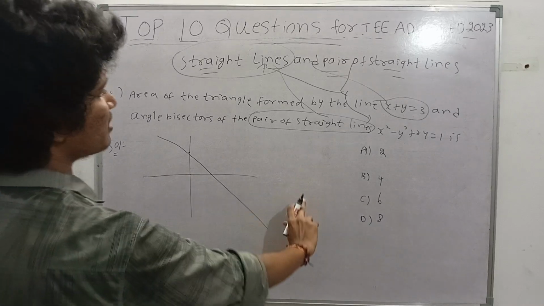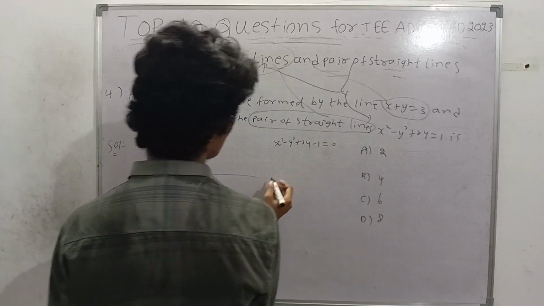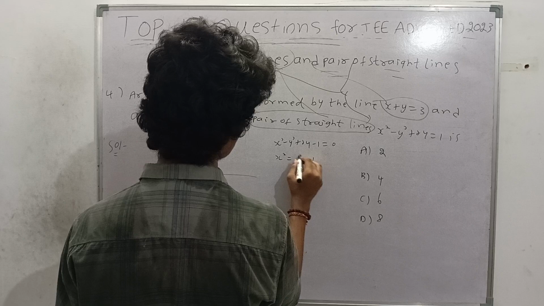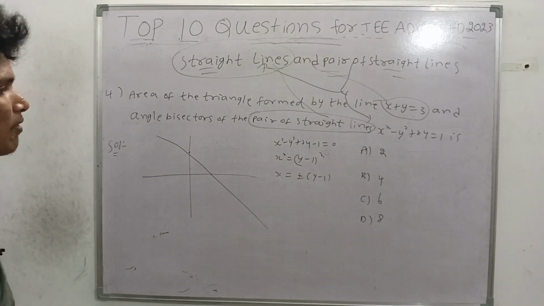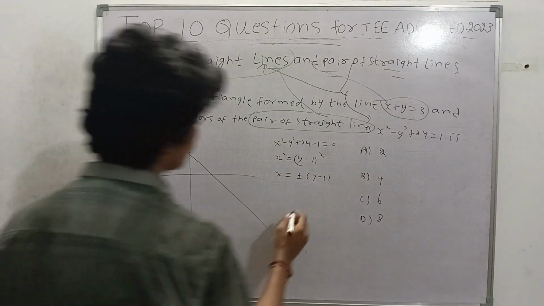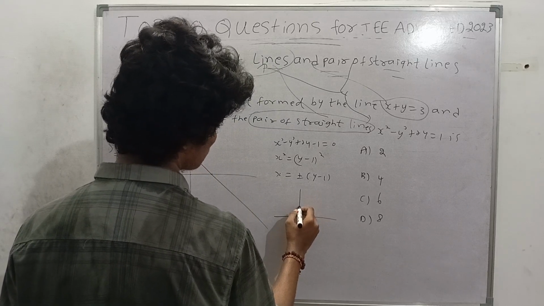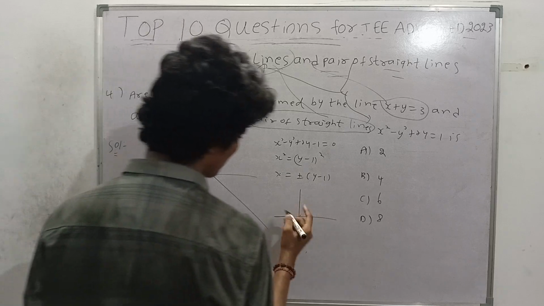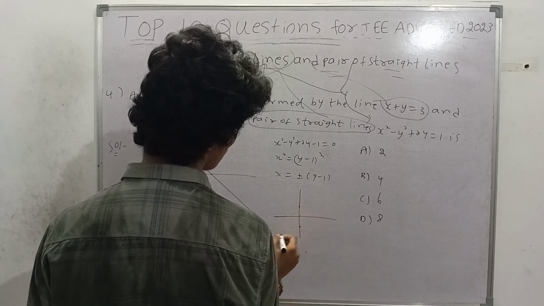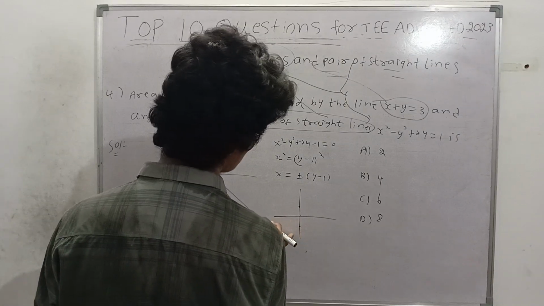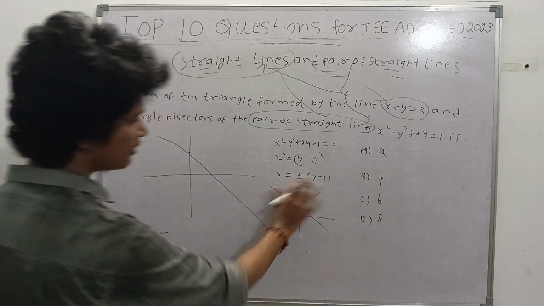And they have given the pair of straight lines x square minus y square plus 2y minus 1 equal to 0. If you observe carefully, this is x square equal to (y minus 1) whole square. This is x equal to plus or minus (y minus 1). If you draw these, when y equal to 0, x is equal to minus 1. When y equal to 1, x is 0. And when y equal to 0, x is minus 1. So here it will be like this, and another one, plus or minus.